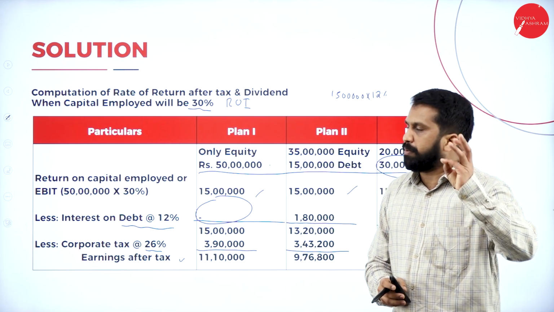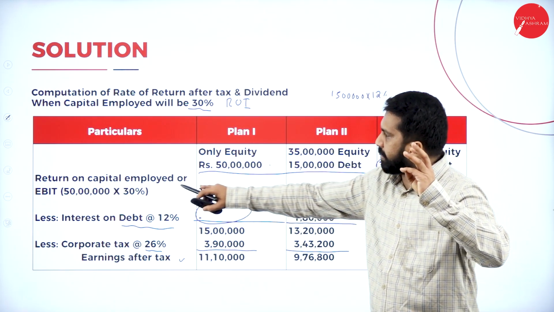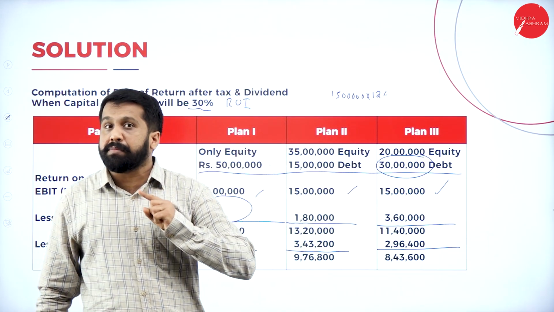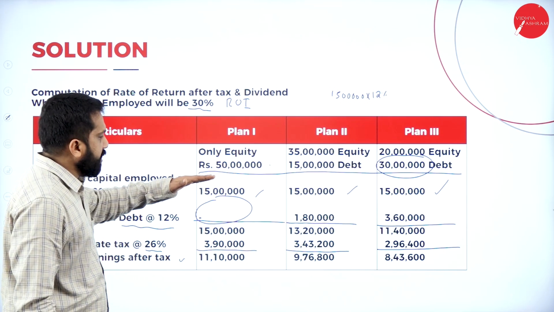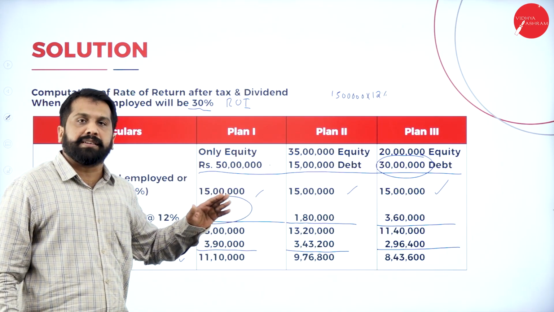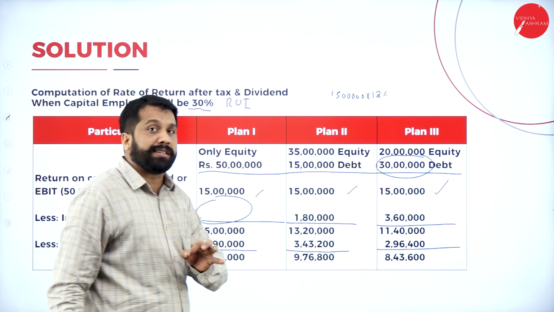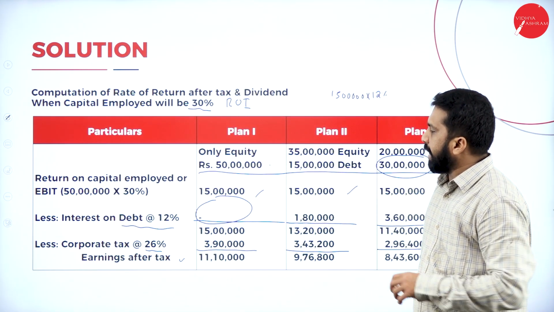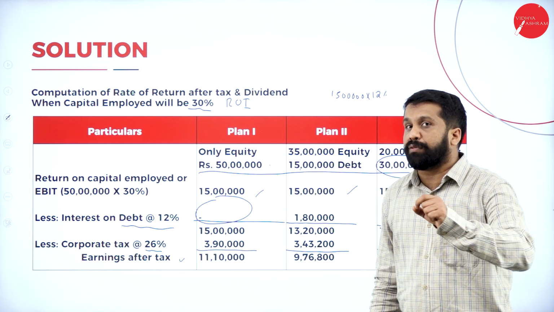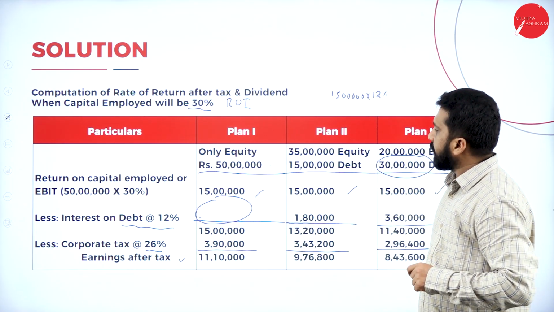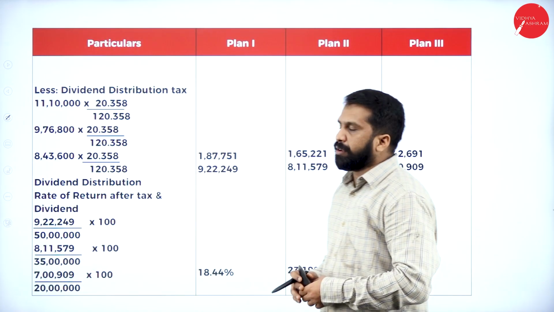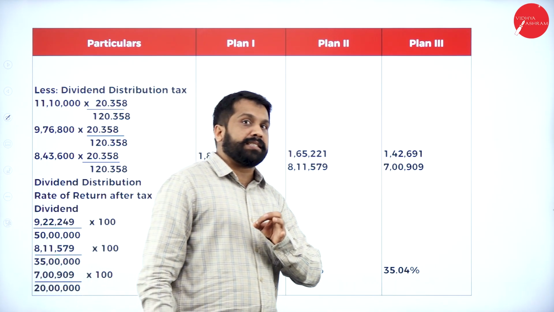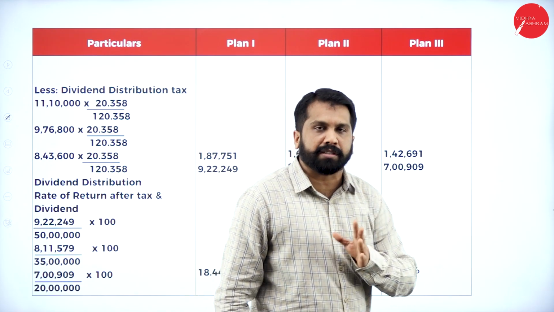Simple one. EBIT, this we call return on capital employed, is nothing but EBIT. EBIT minus what? Interest. We deducted. After deducting interest, what is the next one? Corporate tax. We have to minus corporate tax. We deducted corporate tax. What do you get? Earning after tax. Then, once you are done with earning after tax, the next procedure will be DDT, dividend distribution tax.